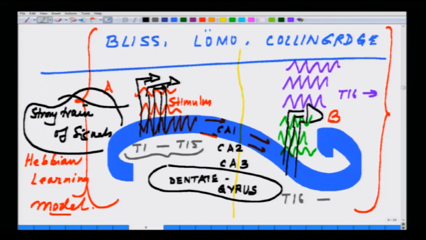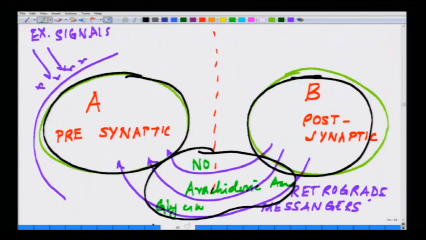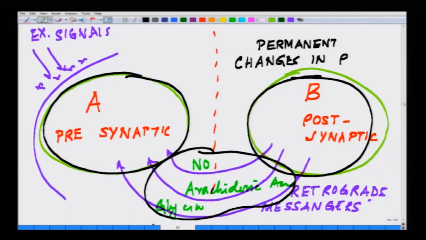Now the question arises, what are the permanent changes which are taking place in the postsynaptic membrane? Permanent changes in postsynaptic membrane.